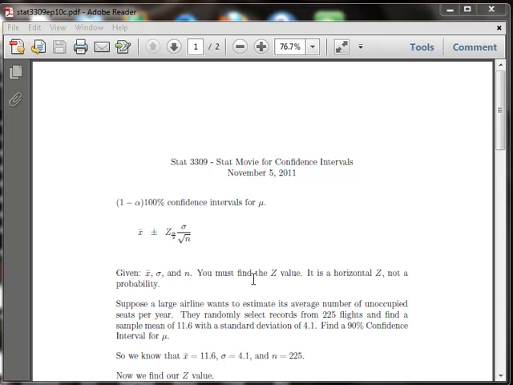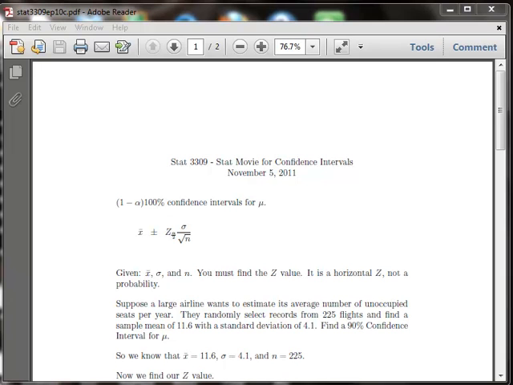So there's your formula. You have x bar plus or minus z with the subscript alpha over 2 times sigma over the square root of n. So in all of your problems, you're going to be given alpha, x bar, sigma, and n. You must find the z value. And the z in that formula is the horizontal z, not the probability. We're going to use the probability to find the horizontal z.